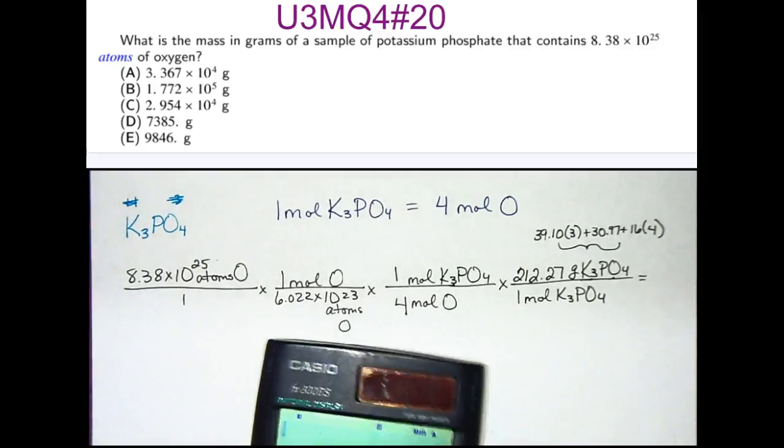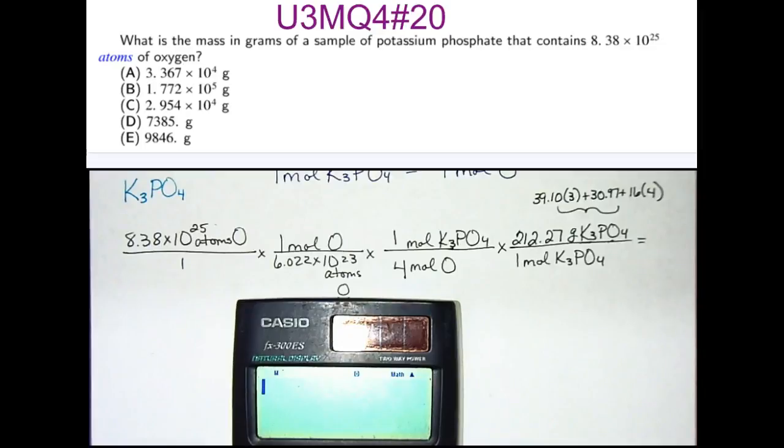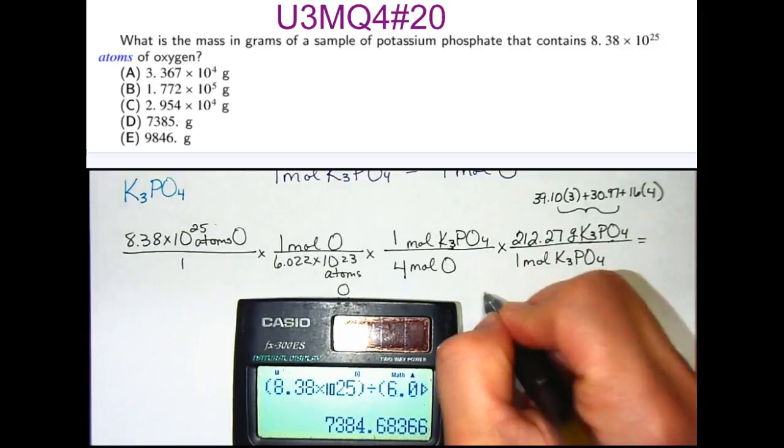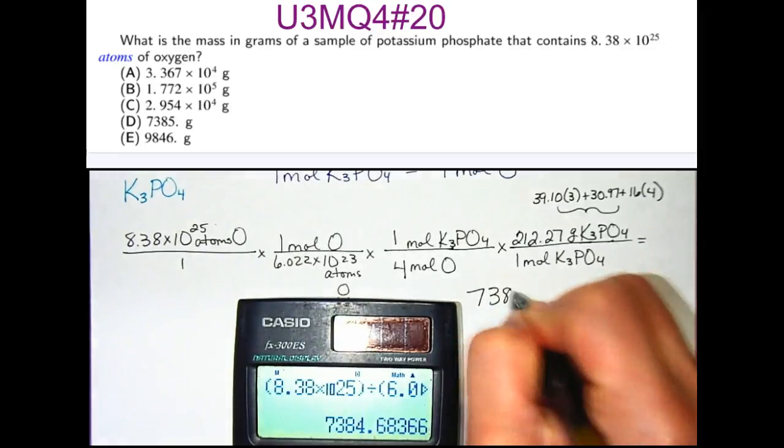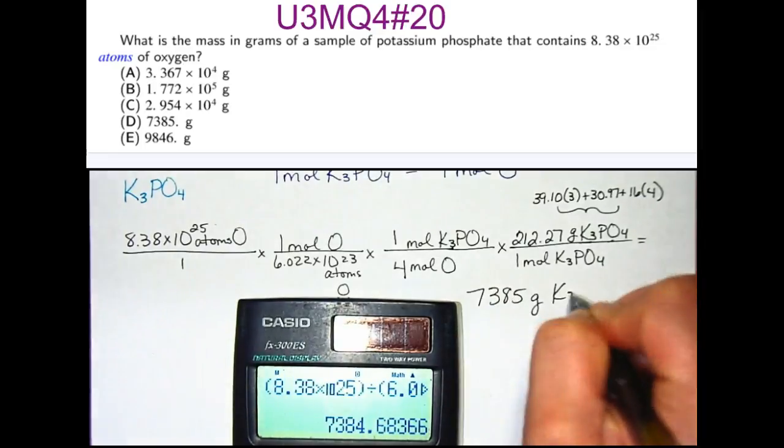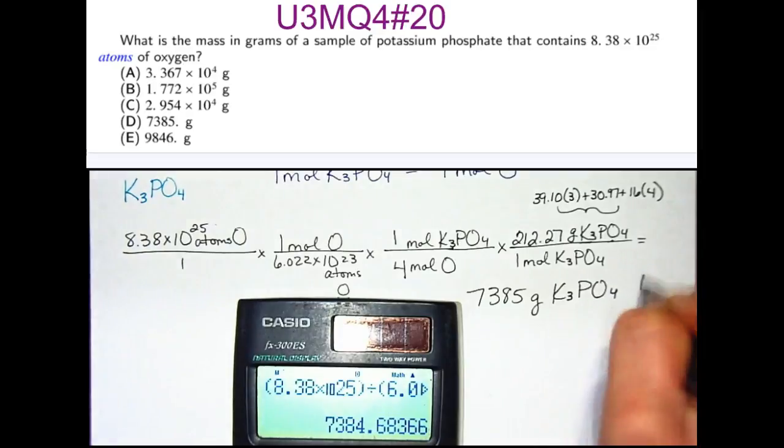Now we can calculate our answer. You're going to want to use parentheses. So open parenthesis 8.38 times 10 to the 25, close parenthesis, divided by open parenthesis 6.022 times 10 to the 23rd, close parenthesis, divided by 4 times 212.27. This is going to give us 7,385 grams of potassium phosphate, which is letter D.